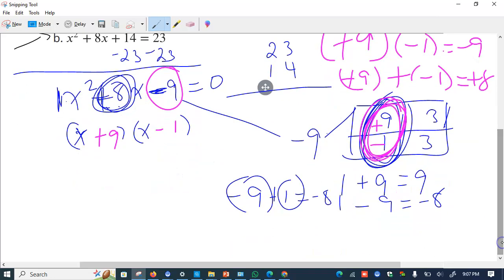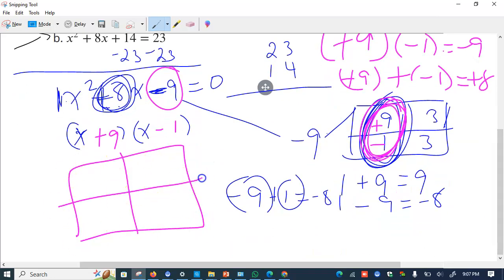Of course, you can also use the box method this way. And this is x and this is x, if you remember. And the number minus 9 goes here. x times x is x squared. And these two boxes should be together.